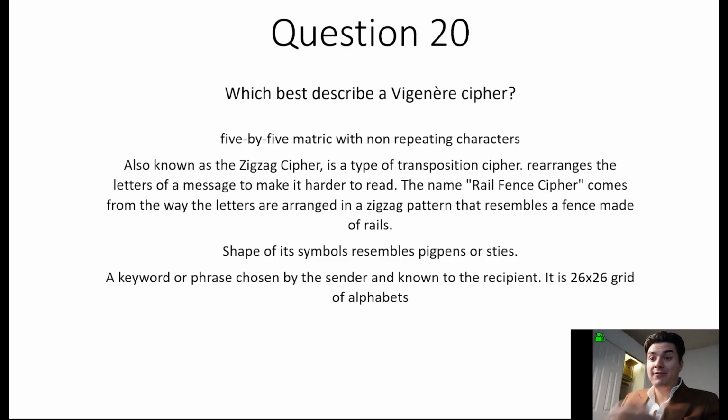Which best describes a Vigenère cipher? Well, we actually just looked at that answer there, and that would be a keyword or phrase chosen by the sender and known to the recipient. It's a 26 by 26 grid of alphabets. Let's take a look at the other options on here.